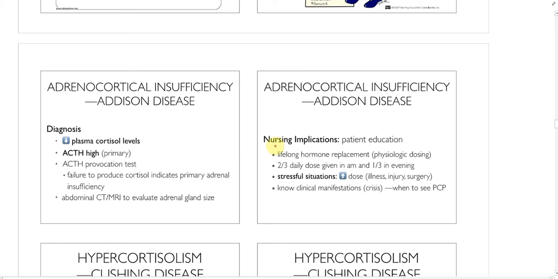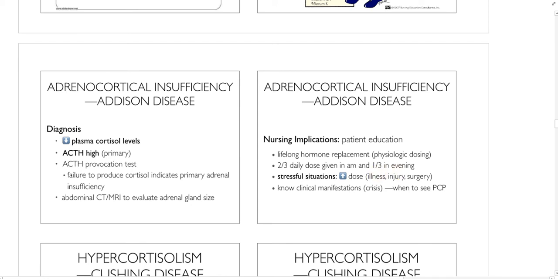All right, moving on. Nursing implications for patient education. They're going to have to be on lifelong hormone replacement therapy, at a physiologic dosing, not pharmacologic dosing. Pharmacologic would be what we give as a normal dose for someone who's experiencing asthma or an allergic response. A physiologic dosing is meant to mimic how much we would give if a person were to have properly working adrenal glands. We would want to give 2/3 of their dose per day in the AM, so in the morning, and then 1/3 in the evening.